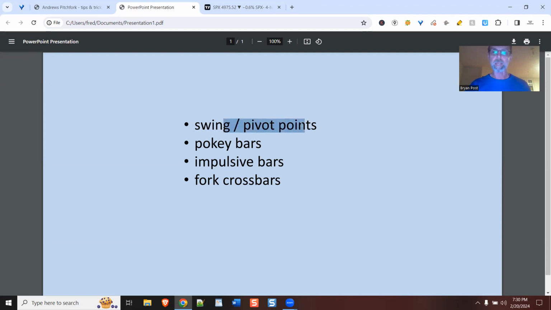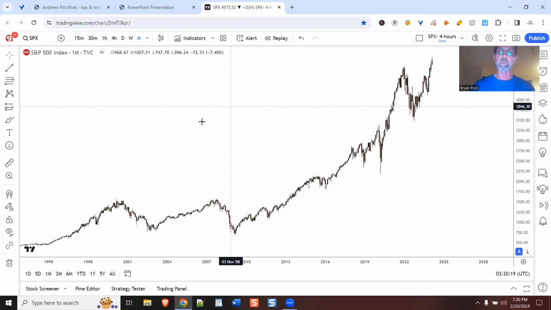This is one of the indicators or tools we can use on a price chart. Pokey bars, which we'll get into, impulsive bars, which I talk about from time to time, and then fork crossbars. And so let's jump into a chart.